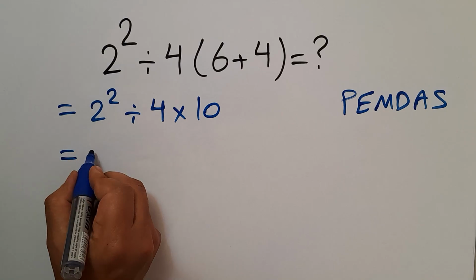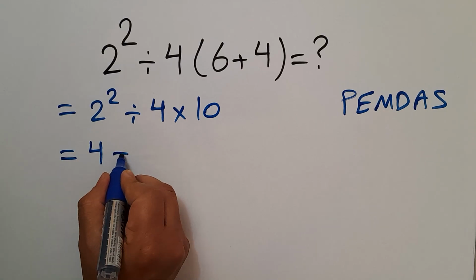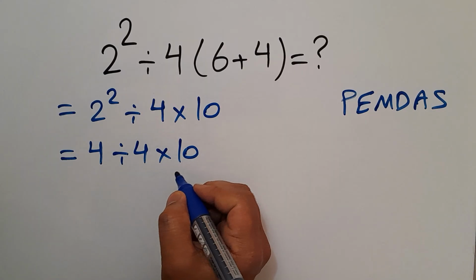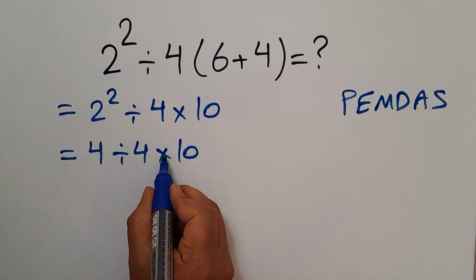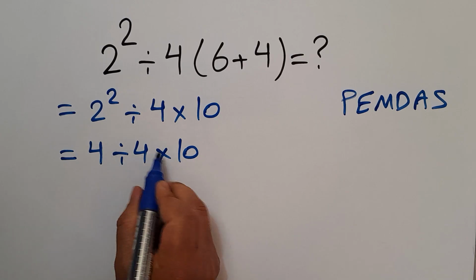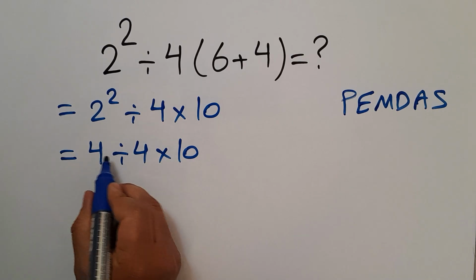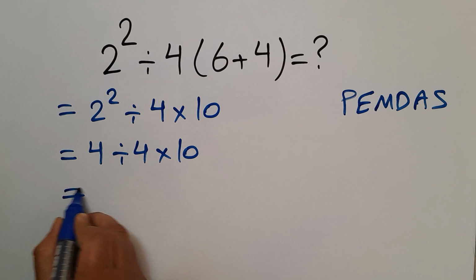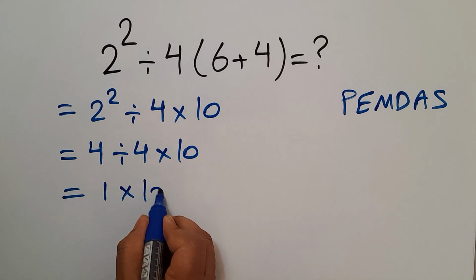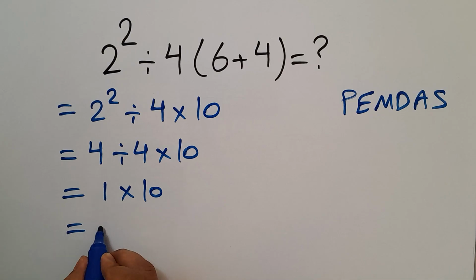So 2 squared equals 4, and 4 divided by 4, then times 10. As we know, division and multiplication have equal priority and we work from left to right. So first 4 divided by 4, which equals 1, and 1 times 10 is just 10. So our final answer to this problem is 10.